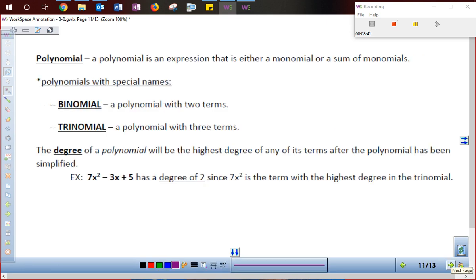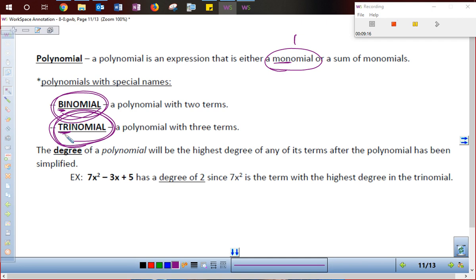Now the next thing I want to talk to you about is a polynomial. And a polynomial is an expression that is either a monomial or a sum of monomials. So, some polynomials have special names. For example, monomials only have one term because the prefix mono means one. Binomial means that you have a polynomial with two terms because the prefix bi means two, like a bicycle. And trinomial is a polynomial with three terms because the prefix tri means three, kind of like a tricycle.